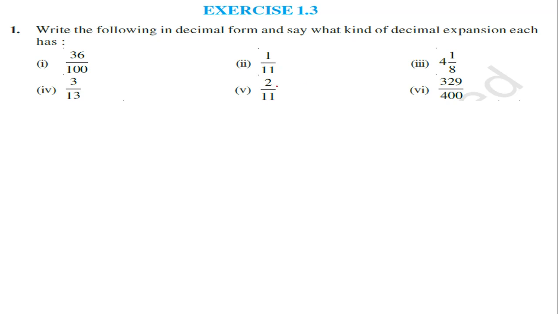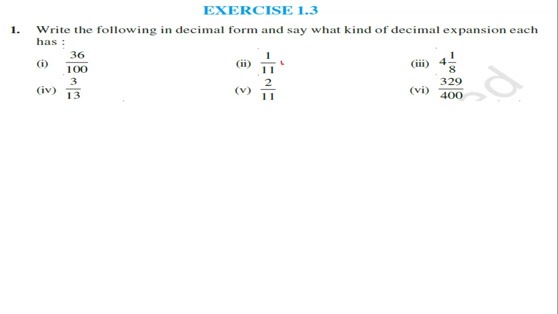1/11 you have to do compulsorily. Yes or no? You tell me first. Here for the fifth question, 2/11, you compulsorily have to perform long division. Here 3/13. So first you tell me. I have one trick, but let us see if it applies or not.